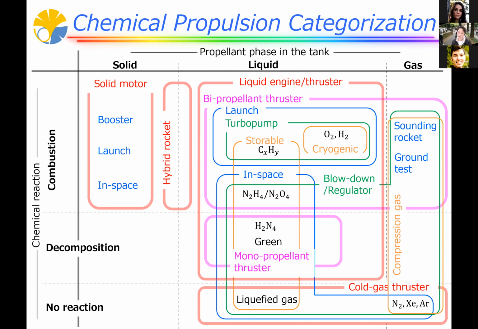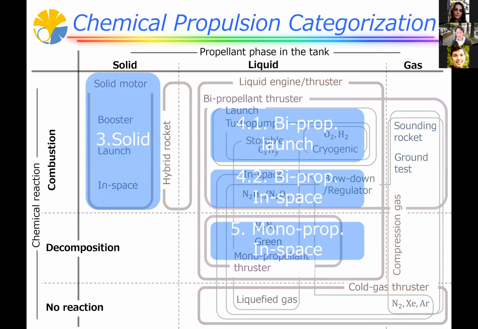So depending on the purpose, we have to use different types of propulsion systems. In today's talk, I want to focus on these categories. The first one is the solid motor, where the propellant phase is solid inside the tank. Next are the bi-propellant thrusters, which come around here: liquid phase and combustion. One usage is launch and one usage is in space. And the final thruster is the mono-propellant thruster, which is mainly used in space.